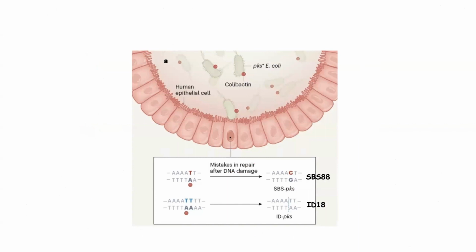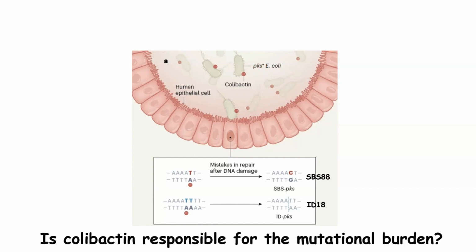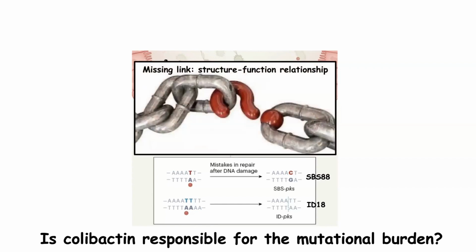Now there are two aspects here. This signature was obtained by infection with the bacteria producing the PKS and was done in epithelial cells in vitro. I've shown you that there is a mutational signature if you do the bacteria in tumors, but this signature here was done with the bacteria, not the molecule, not the colibactin. No one has purified colibactin. So there is a structure-function relationship missing to understand how this colibactin could induce cancer.